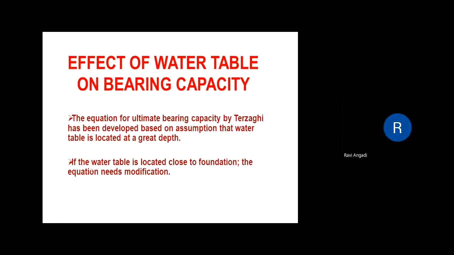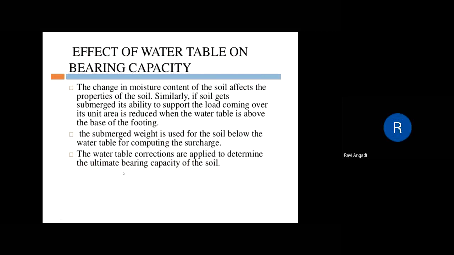But what will happen if the water table is located very close to the foundation? The equation needs to be modified. Okay. So what are the effects of water table on bearing capacity? Here, the change in moisture content of the soil affects the properties of the soil. Similarly, if the soil gets submerged, its ability to support the load coming over its unit area is reduced when the water table is above the base of the footing.